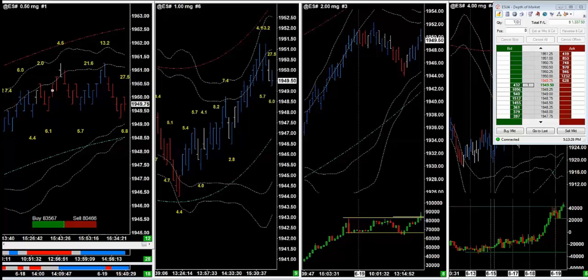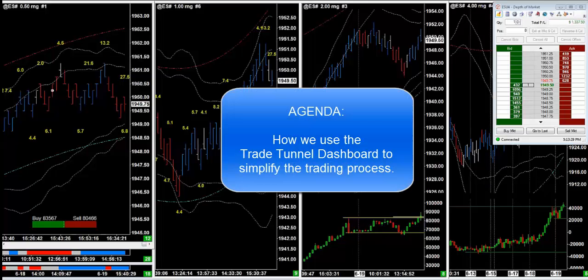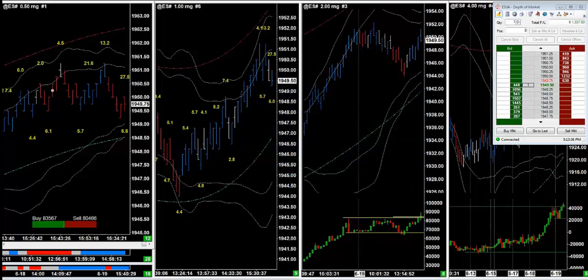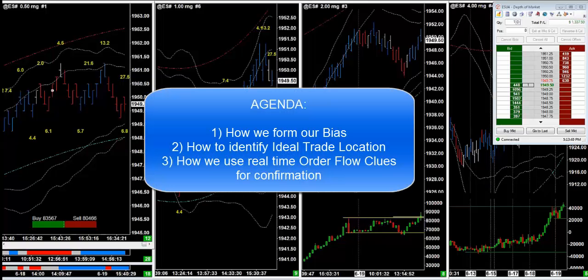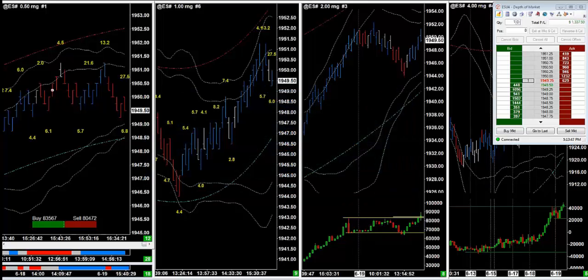But we're going to cover the nuts and bolts of how we find opportunity in the market. We're going to cover how we use the trade tunnel dashboard to simplify trading by breaking down the whole process into 3 steps, right? We're going to talk about how we form our bias, step 1. Step 2, how to identify an ideal trade location with minimal risk, and step 3, how we use real-time order flow clues for confirmation on the trade entry, right?